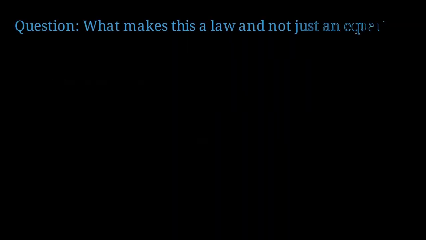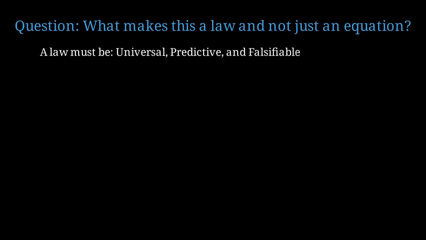This brings us to an important question. What makes Newton's equation a law of nature rather than just a mathematical formula? This is about the philosophy of physics. A physical law must be universal, applying everywhere and at all times. It must be predictive, allowing us to calculate outcomes before observing them. And it must be falsifiable, meaning we could prove it wrong if it didn't match observations. Newton's law of gravitation satisfies all three criteria. It applies throughout the universe, it makes precise predictions, and it could have been falsified if observations didn't match.